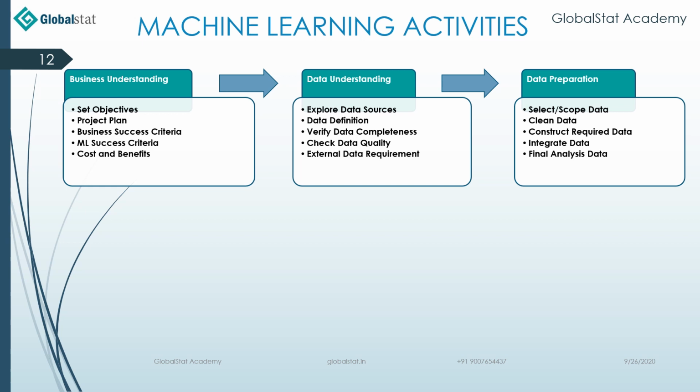We will start with business understanding. We need to set objectives, then do the project planning, business success criteria, machine learning success criteria, cost and benefit analysis. Once all this has been approved and we are good to go, then we follow the data understanding process, which includes explore data sources, data definitions, verify data completeness, check data quality, external data requirement.